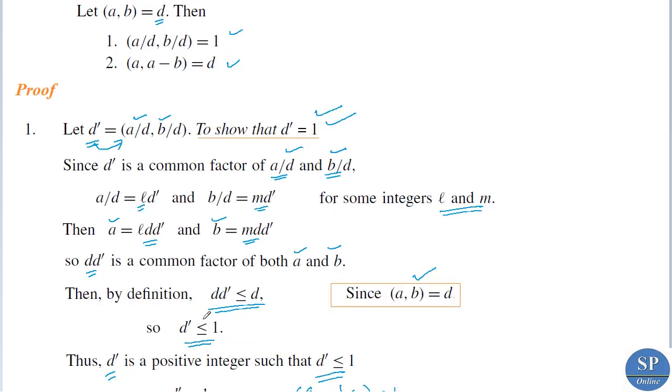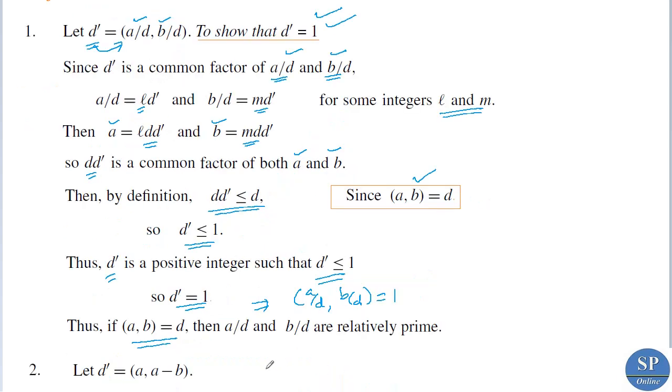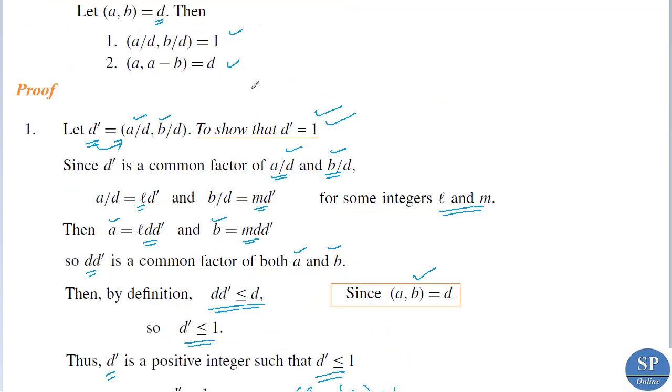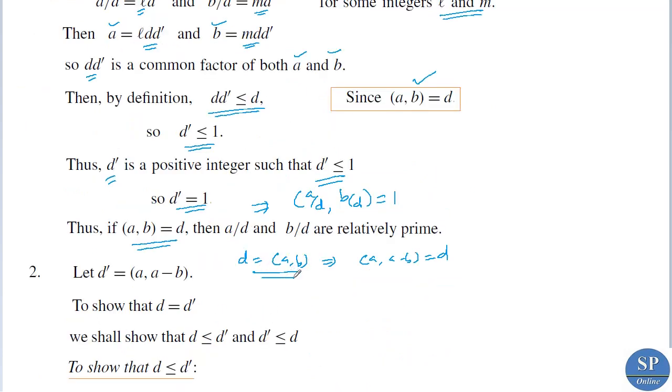Now the second one. To prove the second one: if GCD of A comma B is equal to D, then we have to show that GCD of A comma A minus B is equal to D. We suppose that D is equal to GCD of A comma B, then we have to show that GCD of A comma A minus B is equal to D itself. We are given that D is equal to GCD of A comma B. That means D divides both A and D divides B, that is, D is a common factor of A and B.